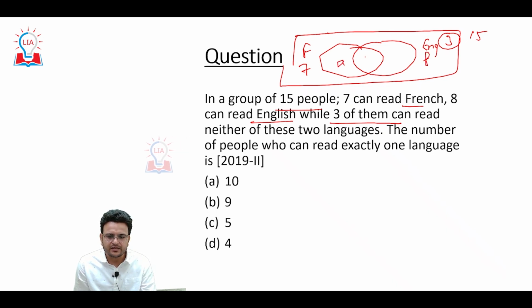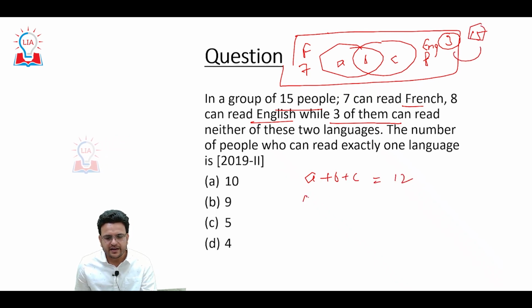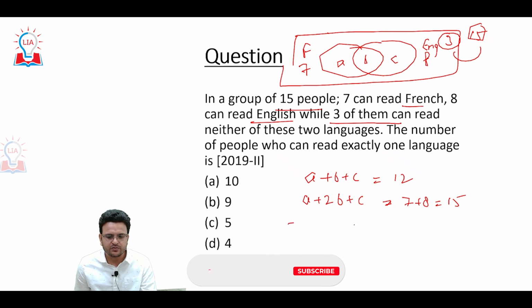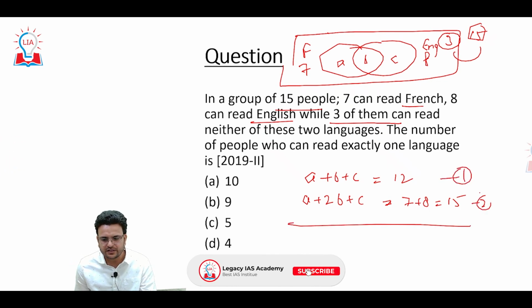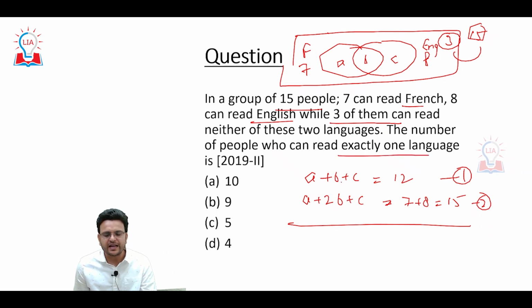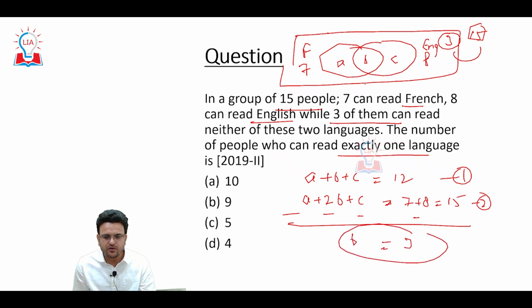So A, B, C. We know that A plus B plus C will be 12, that is 15 minus 3, and A plus 2B plus C will be 7 plus 8, equal to 15. So we have two equations, equation 1 and equation 2. The number of people who can read exactly one language: first of all, we have to get the value of B. So B equals 3. So the value of B is 3.